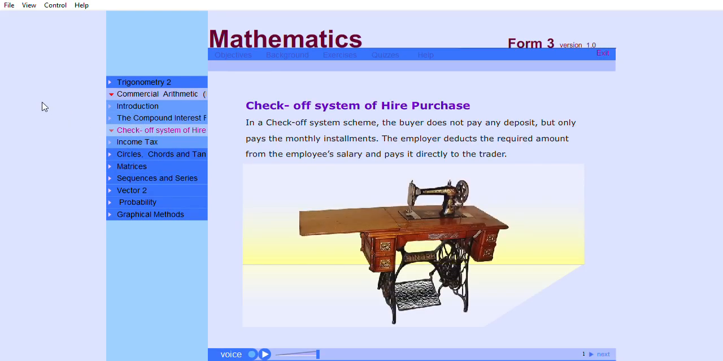Check-off system of hire purchase. In a check-off system of hire purchase scheme, the buyer does not pay any deposit but only pays the monthly installments. The employer deducts the required amount from the employee's salary and pays directly to the trader.